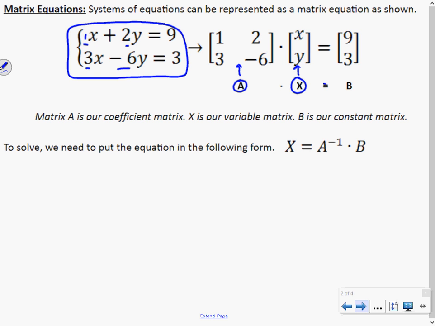We've got our equal sign still, and then this matrix B represents the constants, so the stuff on the other side of the equal sign, right? So you can probably see where everything's coming from. Now, we're allowed to do this because if I multiplied this matrix A and X back together, we know how to multiply matrices together, we would get x plus 2y and 3x minus 6y. So that's why we're allowed to break it into pieces like that.